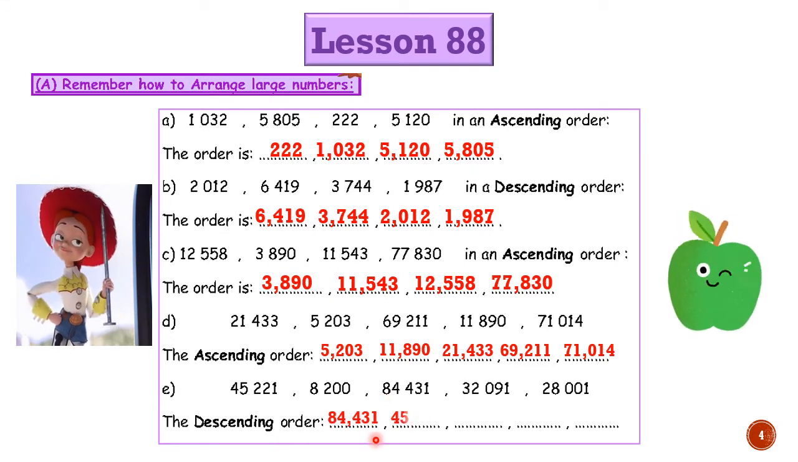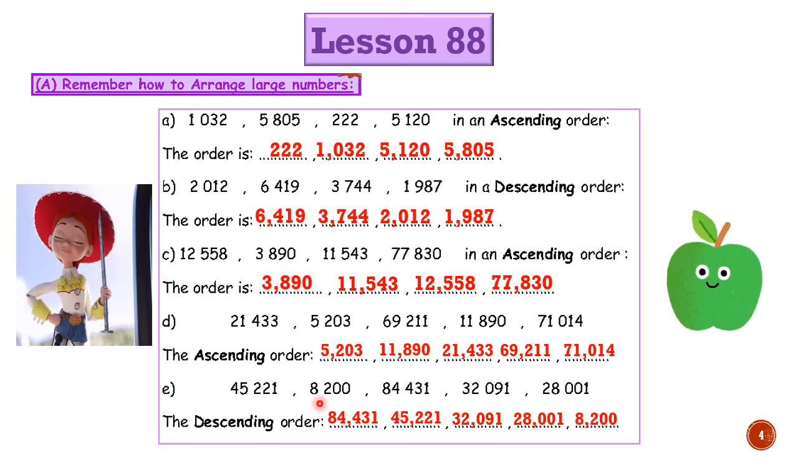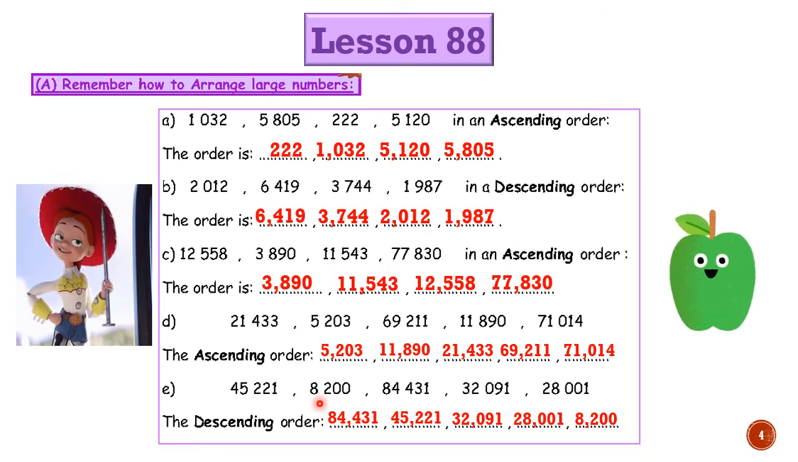84,431 and 45,221 and 32,091 and 28,001, and the last number, the smallest number, will be 8,200. Good job.